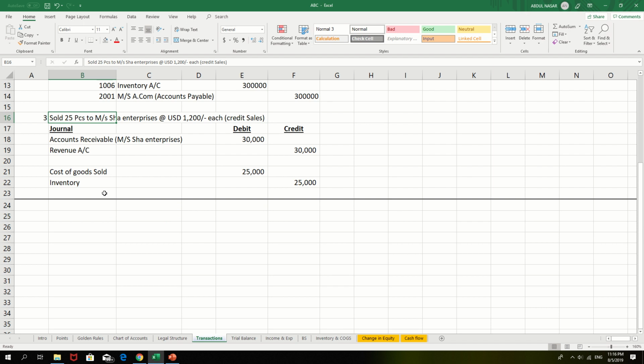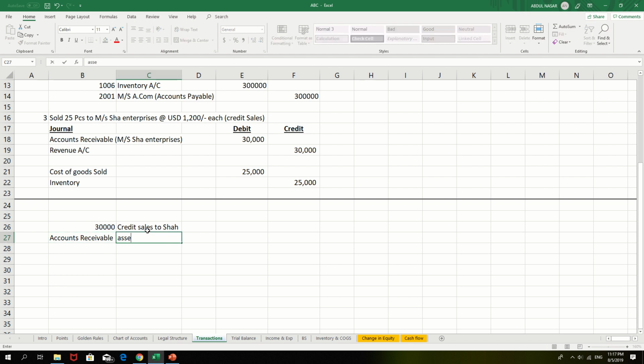Okay, first you can see sales to Shah Enterprises. So sales to Shah Enterprises means credit sales to Shah Enterprises. The value is 25 into 1,200 equals 30,000 credit sales to Shah. What does that mean? Credit sales to Shah means they became our debtors, right? Debtor means accounts receivable. That money is receivable from Shah. It is an asset account, right? And there is an increase in this asset account.